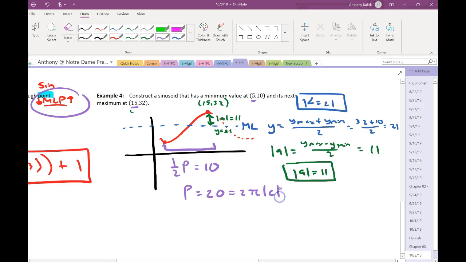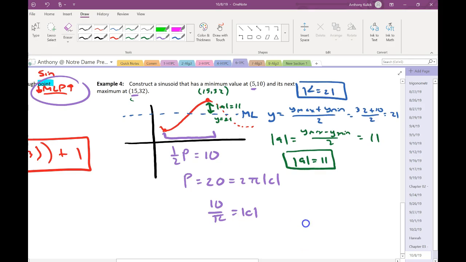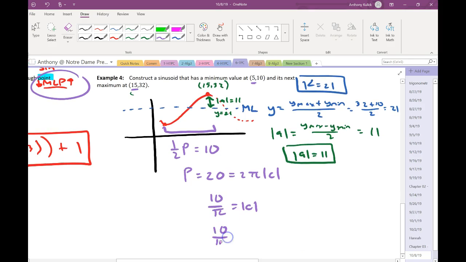And I know that has to be equal to 2 pi absolute value c. So when I divide both sides by 2 pi, I get that the absolute value c is 10 over pi. And remember that we said we're always going to just use positive values for c.